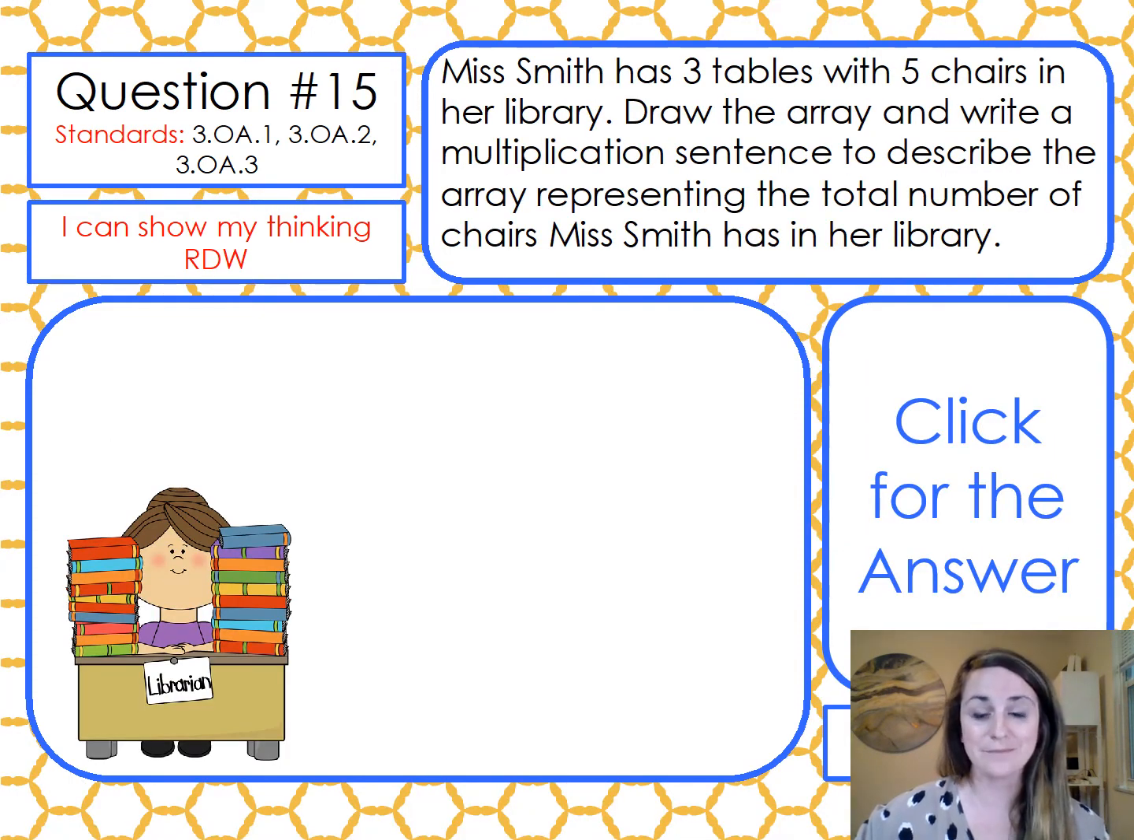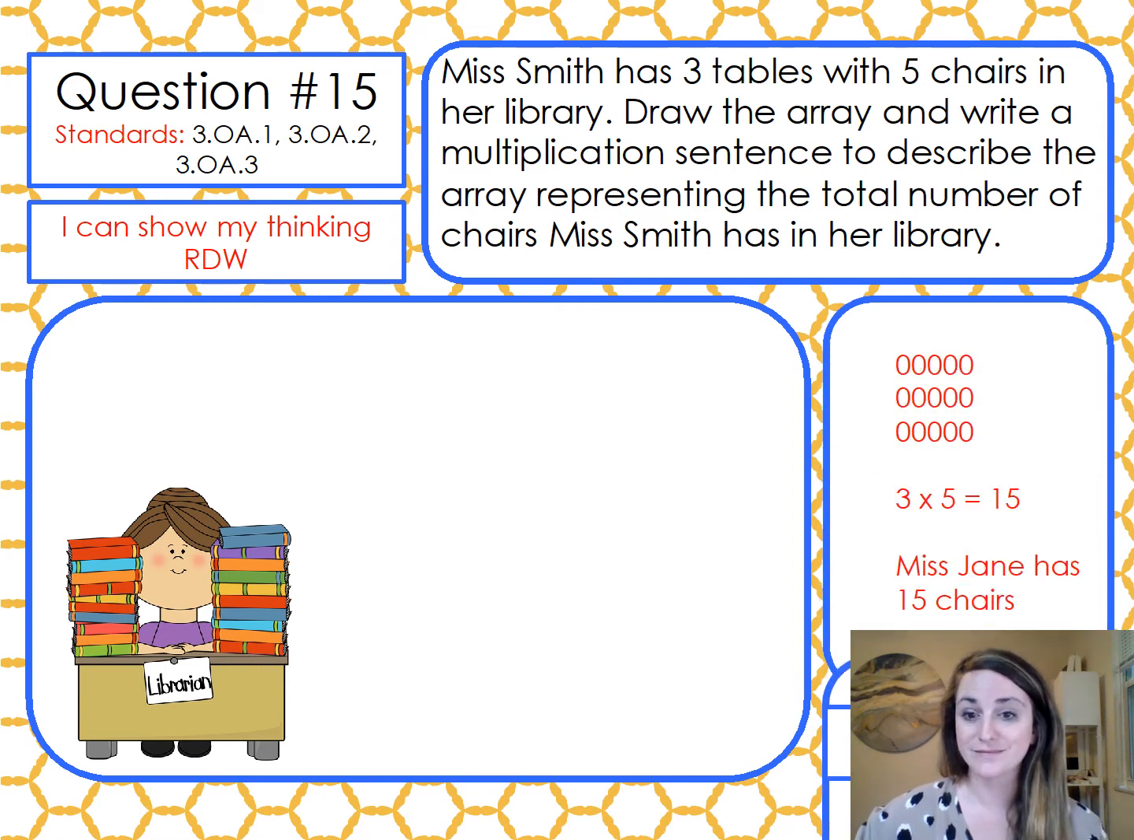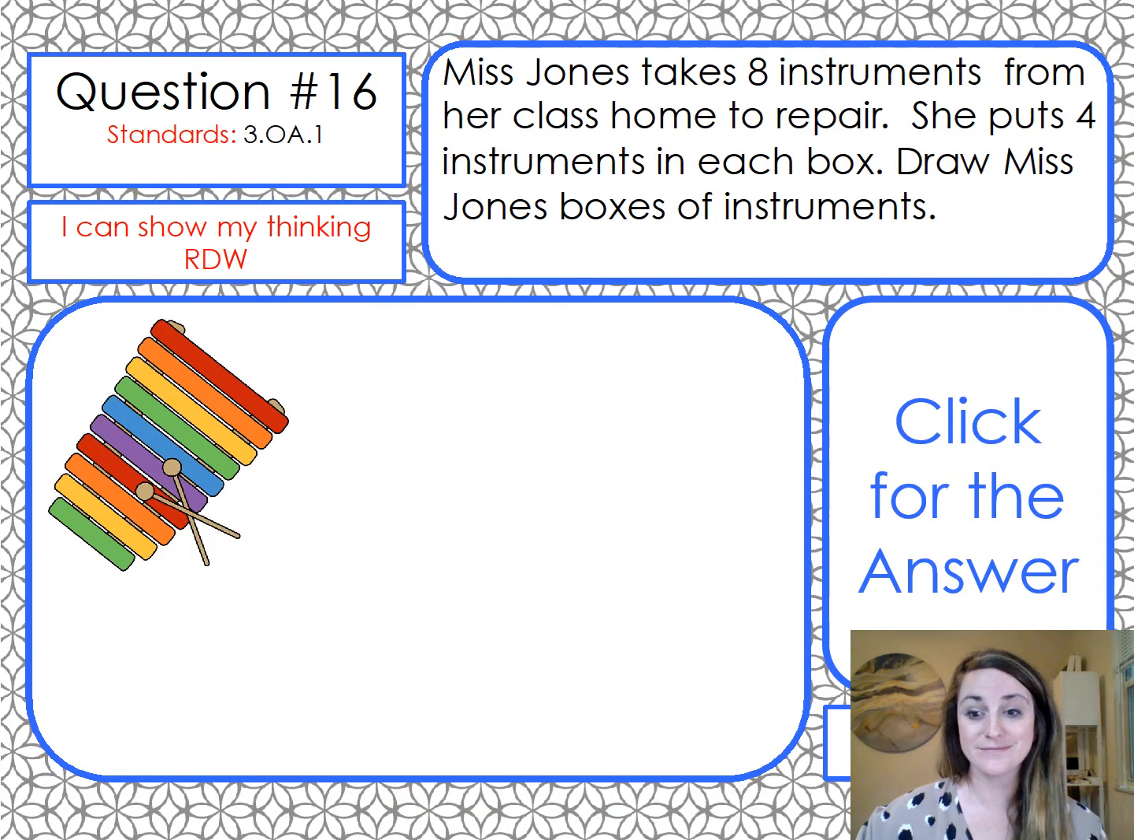Question 15. Miss Smith has 3 tables with 5 chairs in her library. Draw the array and write a multiplication sentence to describe the array representing the total number of chairs Miss Smith has in her library. Here, I made an array that has 3 rows of 5. 3 groups of 5 is total 15. 3 times 5 equals 15. Miss Smith has 15 chairs.